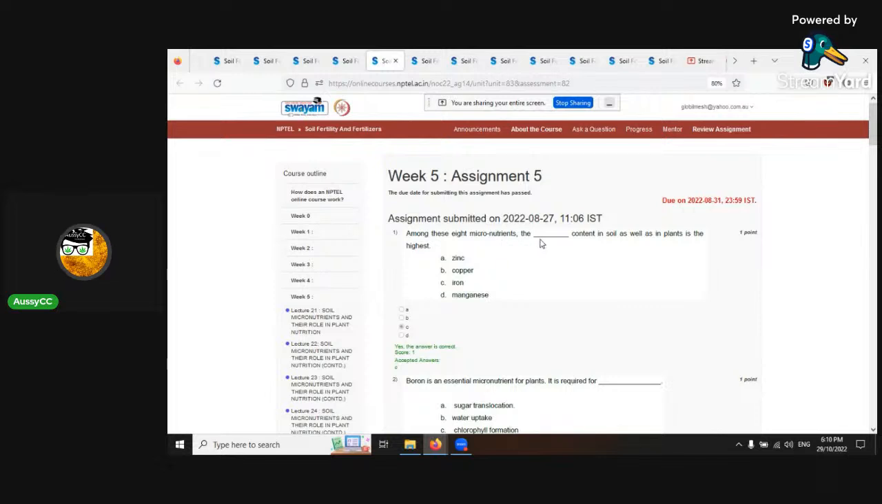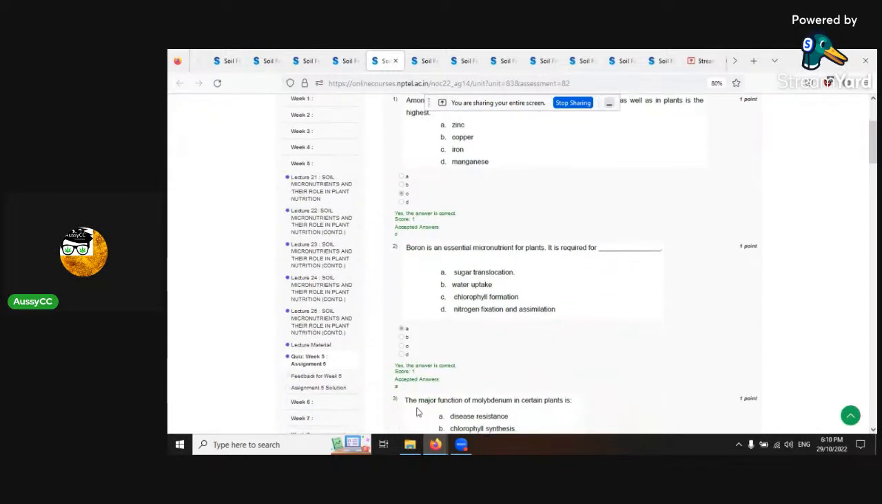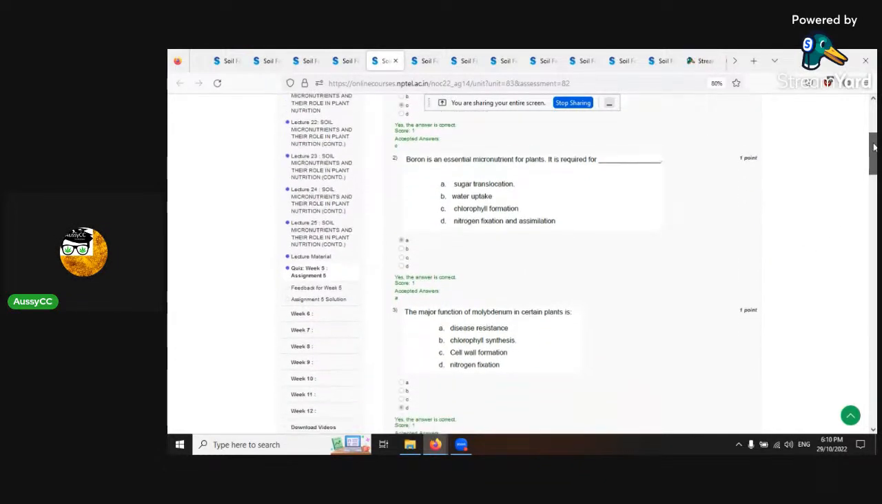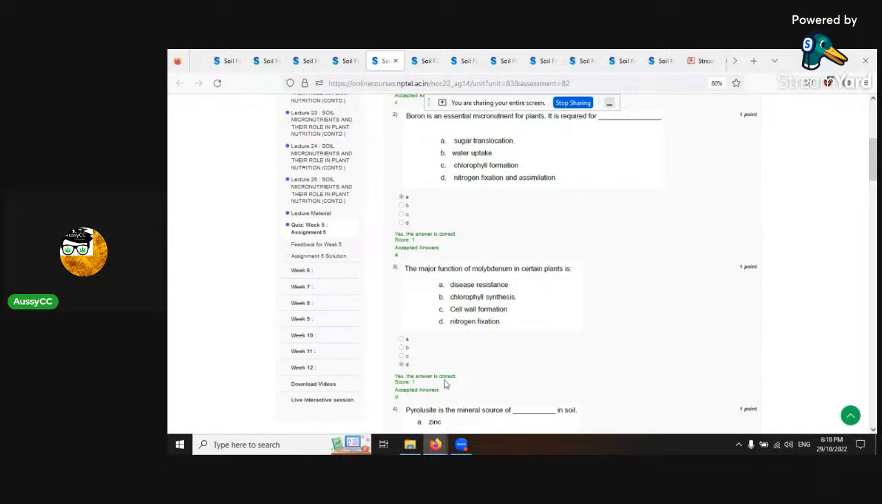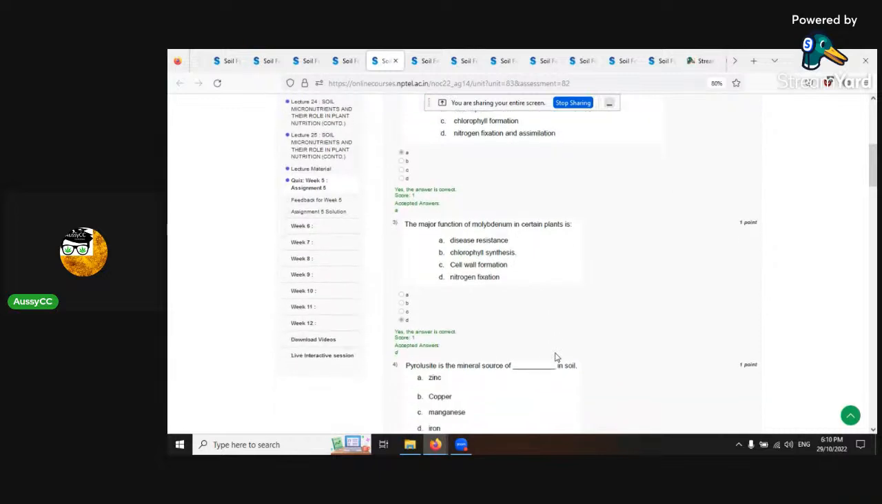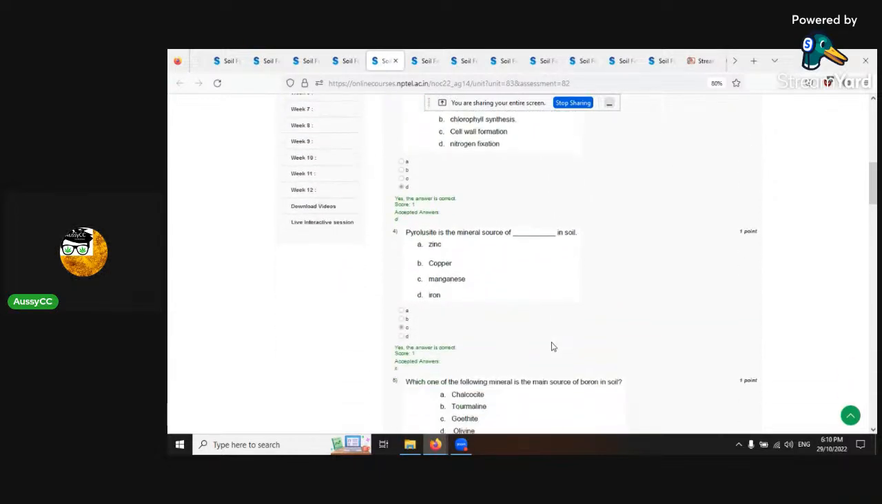There are only 8 micronutrients. Something content in plants. Iron, boron is a central micronutrient plant is required for. Boron is sugar translocation. The major function of molybdenum is nitrogen fixation. Pyrolusite is a mineral source of manganese. Which of the following is the main source of boron? Tourmaline.